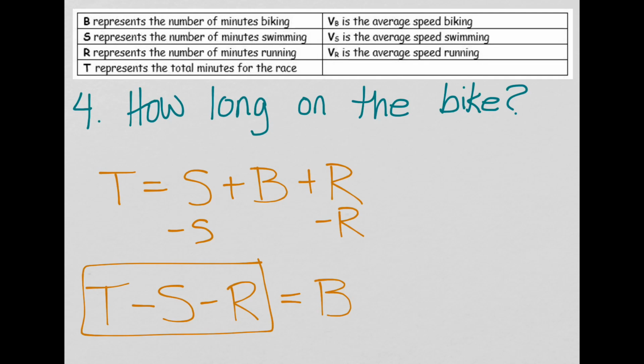The total number of minutes, take off the swimming time, take off the running time, and that is how much time I spent biking. So my expression, without using B, is going to look like that. Could I have also said T minus R minus S? Yeah, if I took my total time and subtracted off the running and then the swimming, that's the same as subtracting off the swimming and then the running, isn't it?